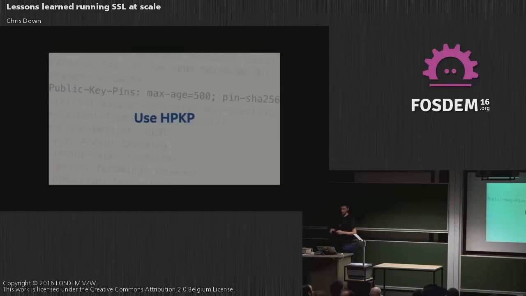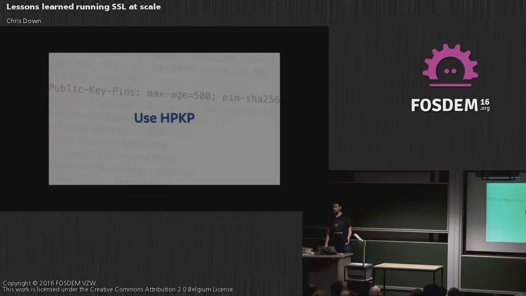HPKP, the thing which I can never say correctly at speed. It's a great way to stop a rogue CA, of which there have been many. And you can argue that what Symantec did was the actions of something rogue. It's a great way to stop a rogue CA from issuing stuff for your domain. After the first load, it tells your browser to only accept a certain set of public keys, and one of those public keys must be in the chain which you serve. It can be the leaf, the intermediate, the root, any of those, and those all have different properties.